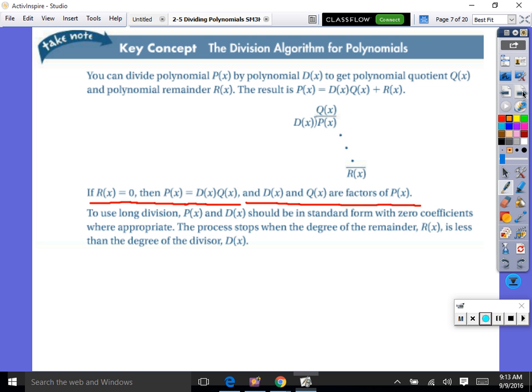What this is saying, and it looks really big and crazy, is all it's saying is, the division algorithm says if you take a polynomial p of x and divide it by d of x, and you go through, you'll get a remainder. If your remainder is 0, then d of x times q of x is p of x, which makes sense. We've already talked about that, right? Otherwise, p of x will be d of x times q of x plus the remainder. Everybody good with that? Sweet.